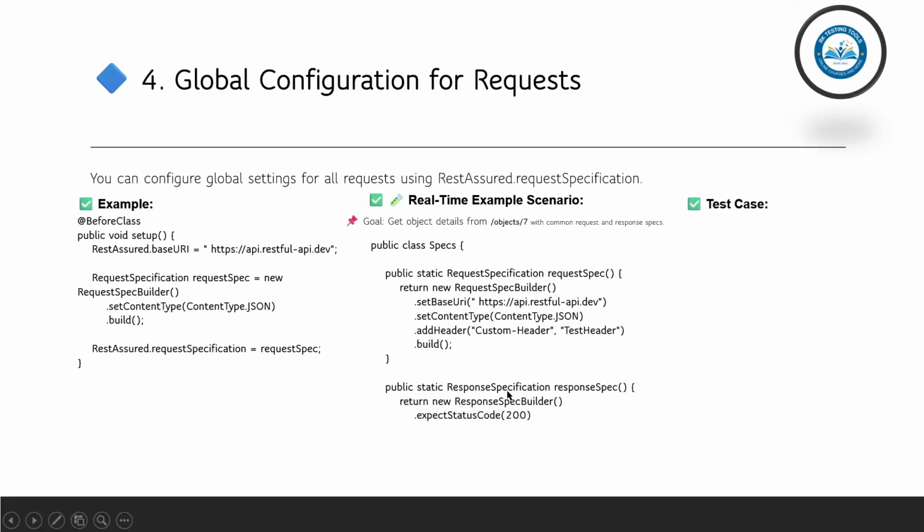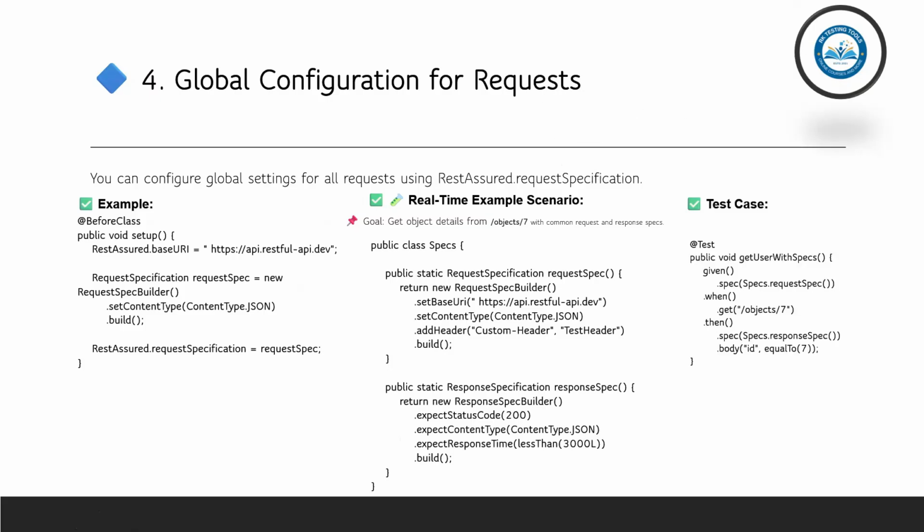And public static response, this is the response specification. This is the responseSpec method. It returns a new ResponseSpecBuilder dot expectStatusCode 200, and you can verify the content type, and finally it should be loaded within 3 seconds to build it, right? But how do we utilize this in the test case?